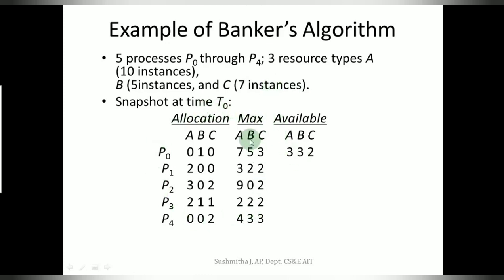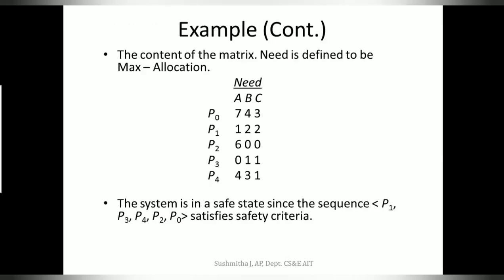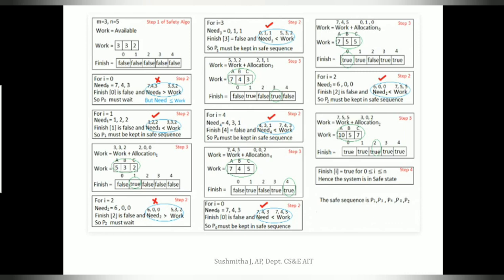So if this is your given, we will have to calculate the need matrix. And how do we calculate the need matrix? The need matrix is max minus the allocation. So this is your need matrix. With this need matrix, we say this is the safe sequence. But how did the safe sequence come? Let us run the safety algorithm.